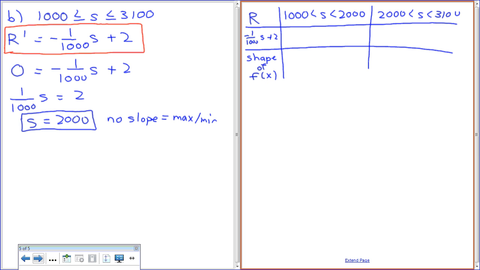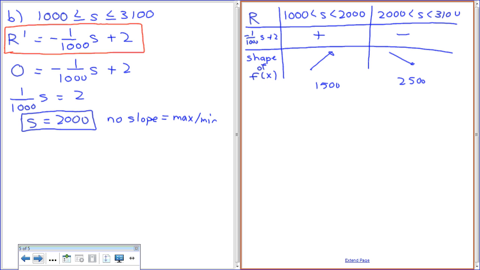Okay, so let's say I pick 1500. 1500 over 1000 is negative 1.5, plus 2 is a plus. And then 2500 divided by 1000 is negative 2.5, plus 2 is a minus. If it's a plus, what does the graph look like? What does the graph look like if it's positive? Yeah, it's a positive slope, and the same thing, that's going to be a negative slope.